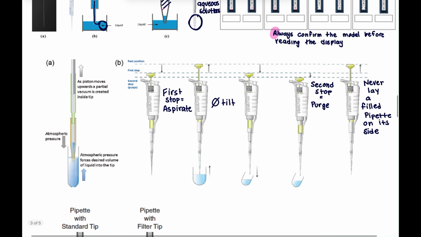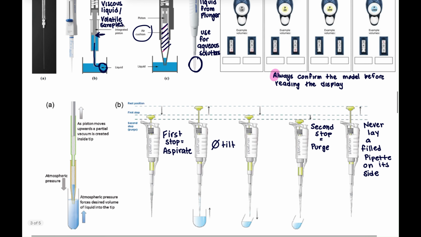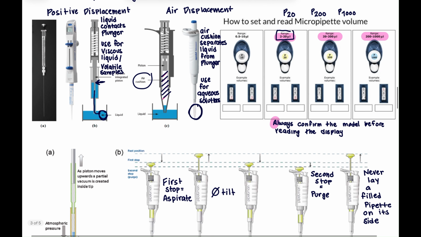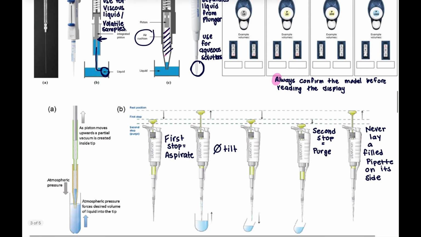All right, and so that is how to use a micropipette. We talked about the two different types, we talked about how to read a volume, and then we talked about how to use it. And those are really going to be the most important things about how to use a pipette.